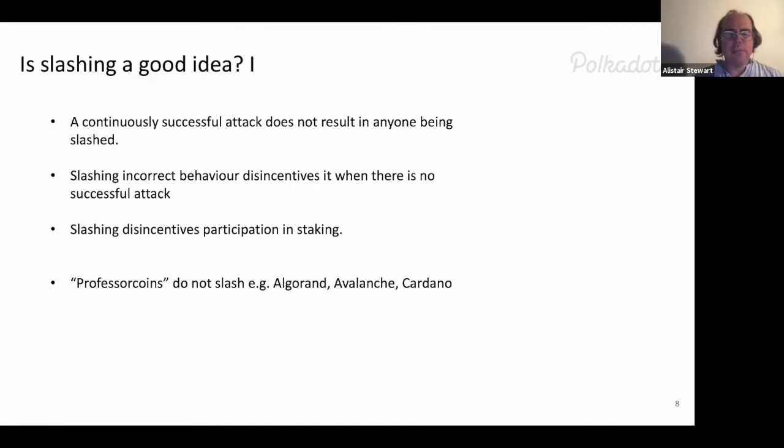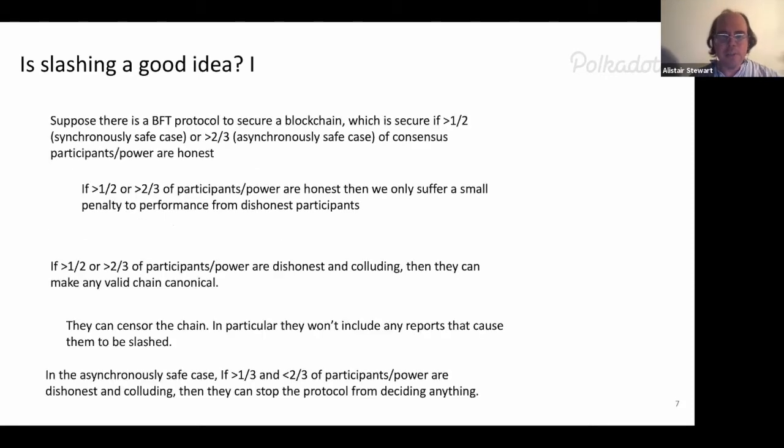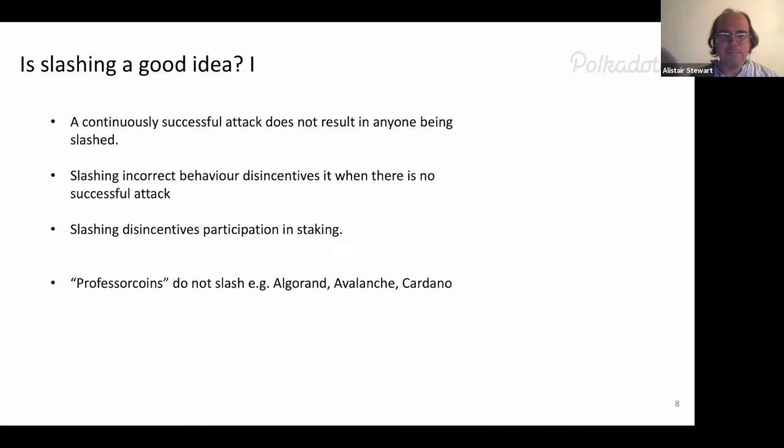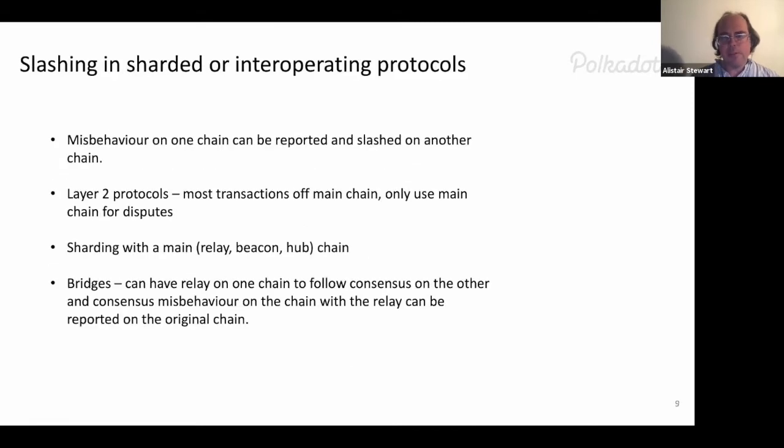And I think this argument actually holds some water for a single consensus system. So here we're sort of talking about a single chain. Now, what's different when we have many chains?